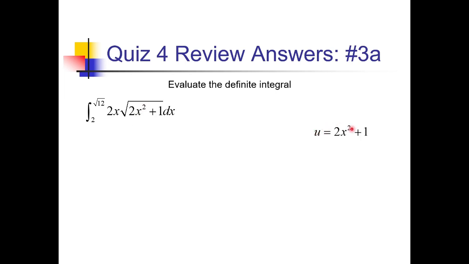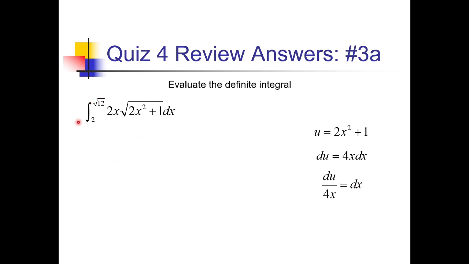And now if I take the derivative of that, I'll have du equals 4x dx. And then dividing both sides by 4x, we have du over 4x as equivalent to dx. Now we also are going to need to swap out the 2 and the radical 12, which begin as x values. We need to turn those into u values.